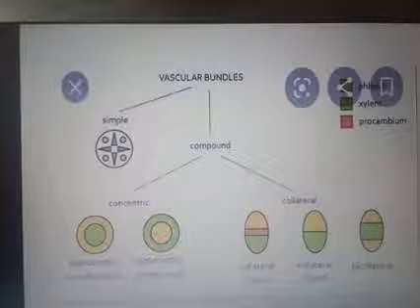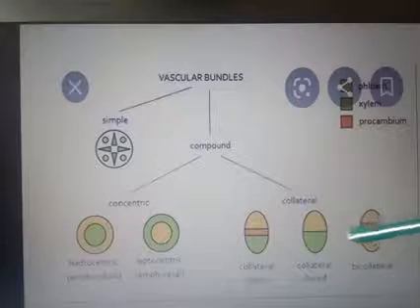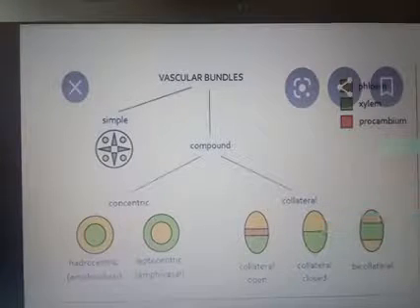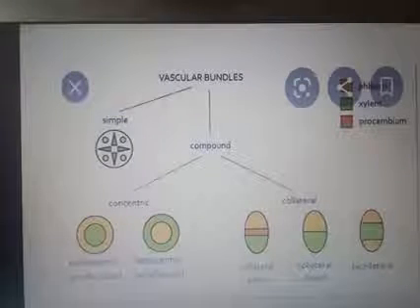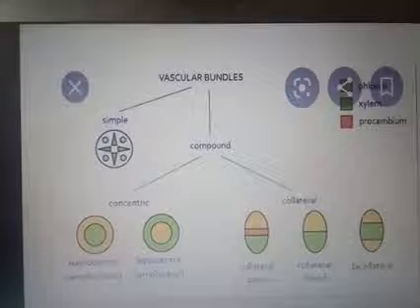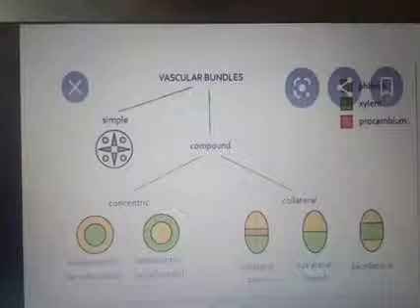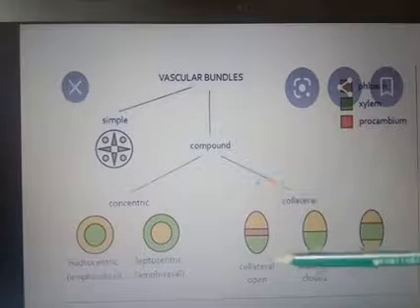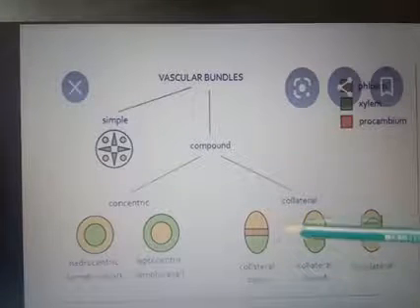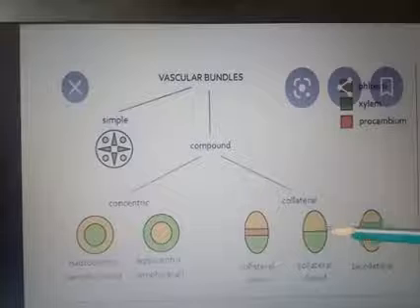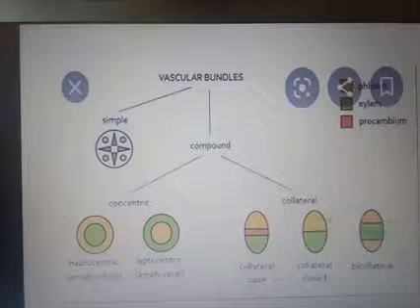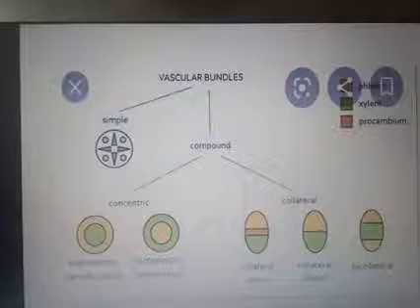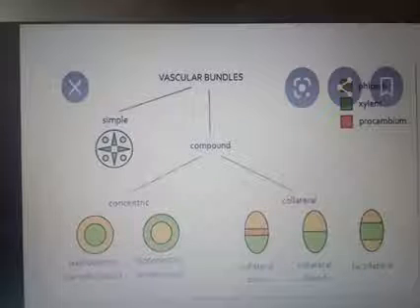Observe the next picture. Here the procambium is absent, so this arrangement is known as a closed bundle. An example is the monocot stem. In a conjoined bundle, open has procambium, but closed has no procambium. The open bundle is the example for the dicot stem, and the closed bundle is the example for the monocot stem.